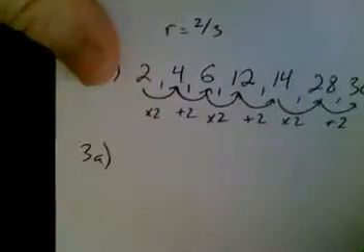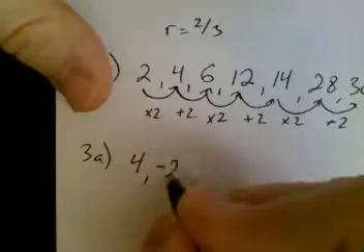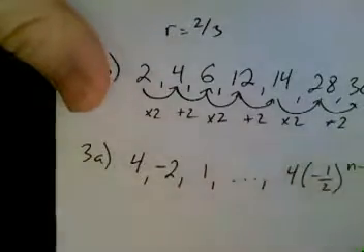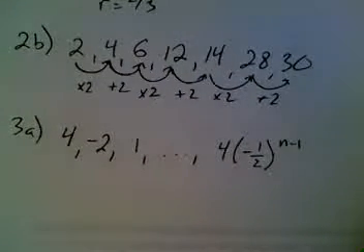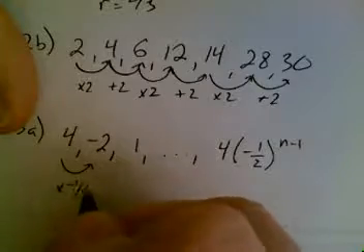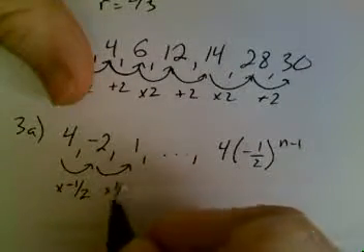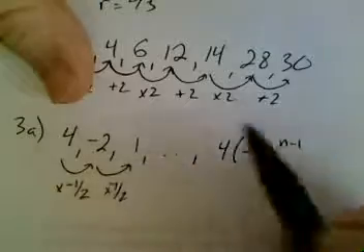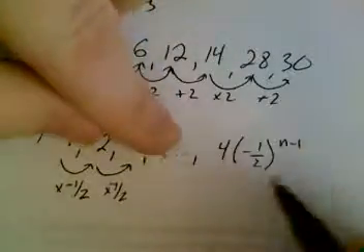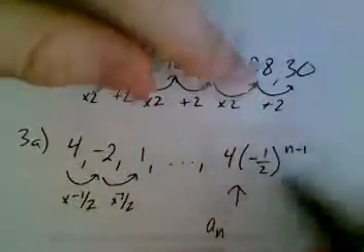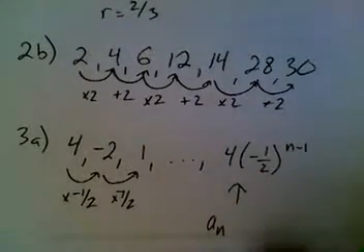3a, determine whether the given sequence is geometric. So I have 4, -2, 1, dot dot dot all the way to 4 times -1/2 to the power of n minus 1. How do I determine if this is geometric or not? Well, am I always multiplying by the exact same number? From here to here, it looks like I'm multiplying by -1/2. Am I multiplying by -1/2 here? Yeah, negative times negative is positive, and multiplying by 1/2 gives me this. You'll notice this last term is actually the nth term, that is a sub n, which you'll see in Formula 4. So that is geometric.